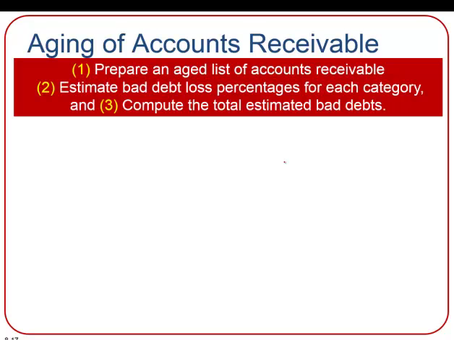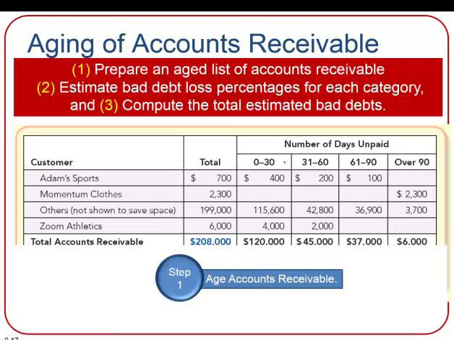So let's prepare an actual aging of accounts receivable schedule. Notice that we show the detail for 3 customers and aged all other customers on a single line. So here's some customers: Adam Sports, Momentum Clothes, and Zoom Athletics, and then all of our other customers are on their own line. And that was just for us to save space, and when companies do this, they can summarize it more easily. They might have hundreds of customers, so doing an Excel spreadsheet is a way to save time when preparing a schedule.